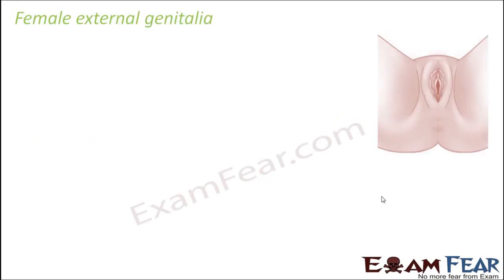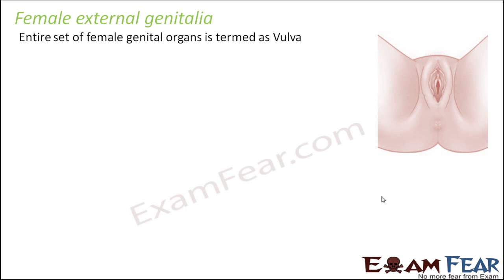So now let us talk about the female external genitalia. That is the female sex organs which are externally exposed. That means the organs which are also a part of the female reproductive system and can be seen externally. So what are those organs? This entire set of female genital organs which forms the external genitalia is also termed as vulva. So vulva is just one word for all these organs which together form the external genitalia for females.